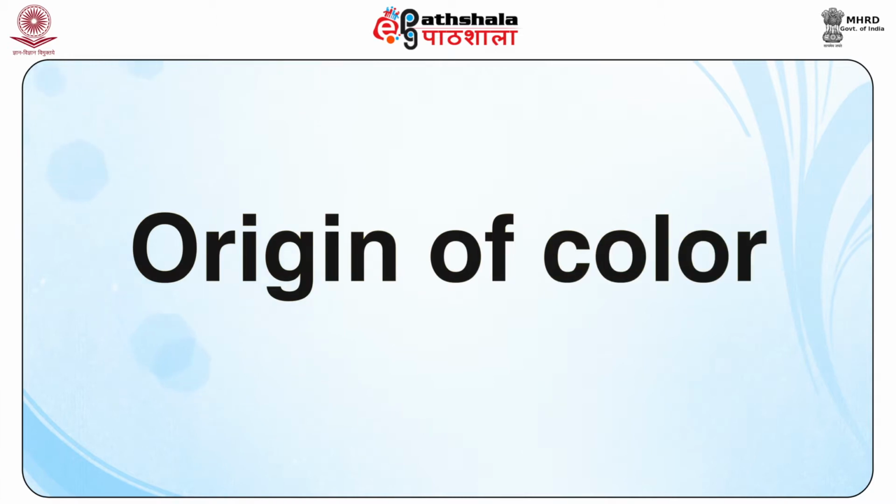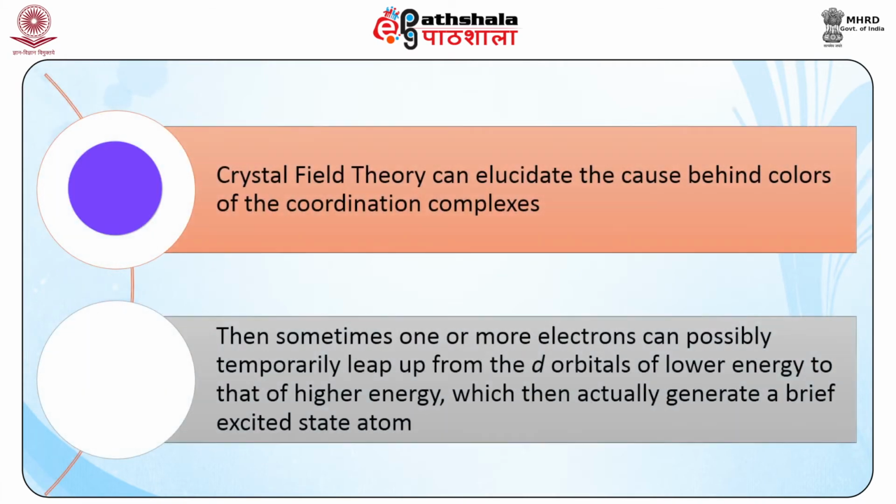First of all, we will look at the origin of color in the complexes. Crystal field theory can elucidate the cause behind colors of the coordination complexes. Sometimes one or more electrons can possibly temporarily leap up from the d orbitals of lower energy to that of higher energy, which then generates a brief excited state atom.